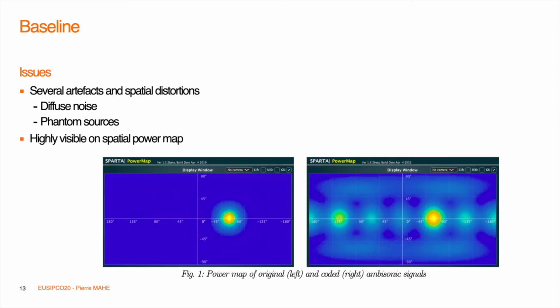Those artifacts are visible on a spatial power map. It's particularly visible for a broadband source. The figure shows a screenshot for a pink noise rotating around the listener. On the left, the power map of the original. On the right, the power map of the coded signals. The phantom sources and the diffuse noise are easily visible.